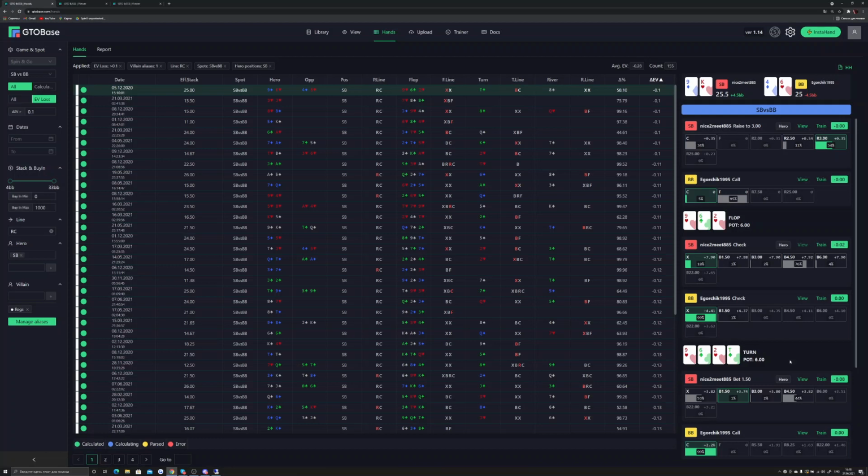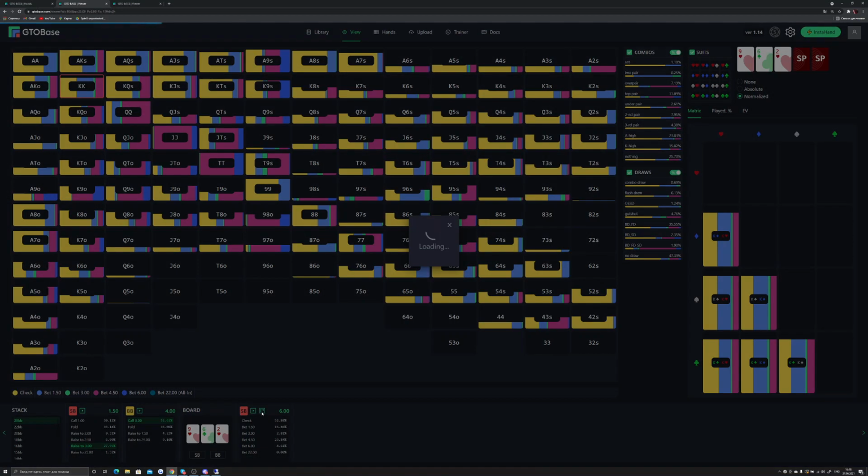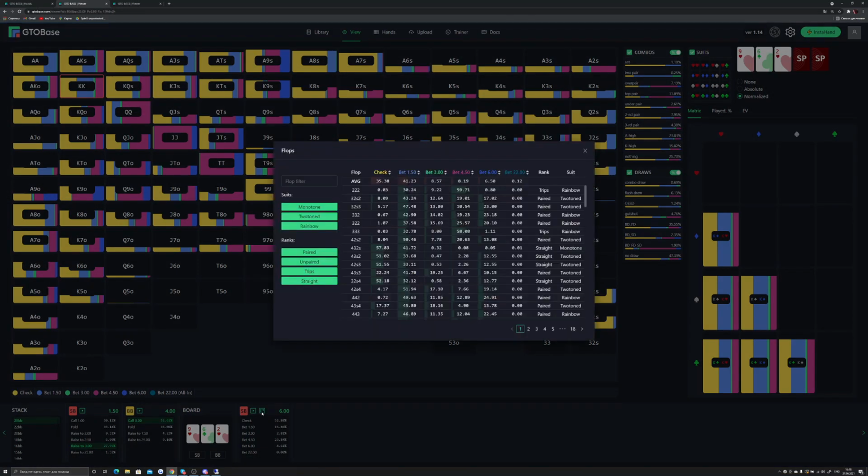And next our opponent checks back and we have a 10 of clubs on the turn. And here we have a very cool feature. I'm sure you are aware of this, but anyway, I'm gonna show you how it looks. If you click right here, we see a list of all the possible flops, and we can sort them out by certain action.